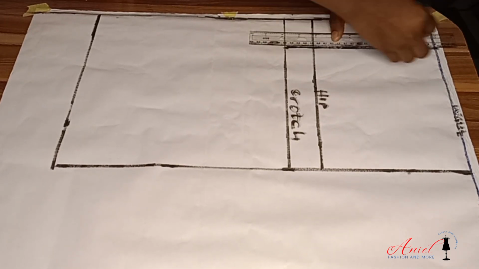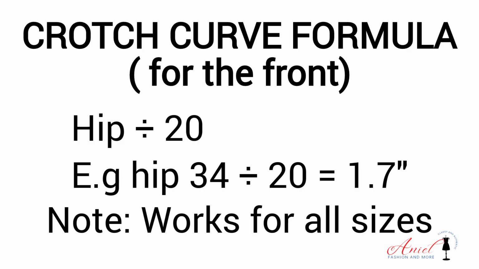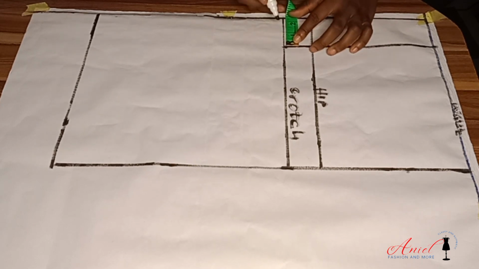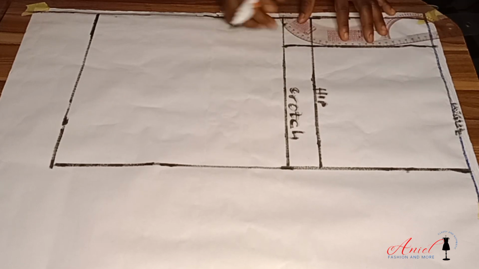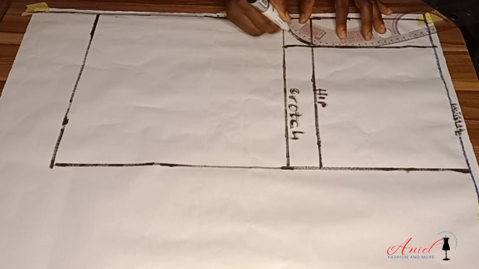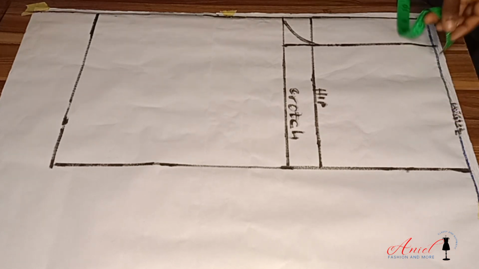Also, at times it's advisable that when you are trying to draft a short, add 1 inch to the actual hip measurement. For example, if the hip measurement is 33, add 1 inch to make it 34. Like this person, it is 33. I added 1 to make it 34. So for the crotch curve, it is the hip divided by 20 inches. As shown, the formula is put up already. So the result I got is what I input there. Like the hip divided by 20 inches. This works for every size. So I hope you understand these procedures. So that is the crotch curve.